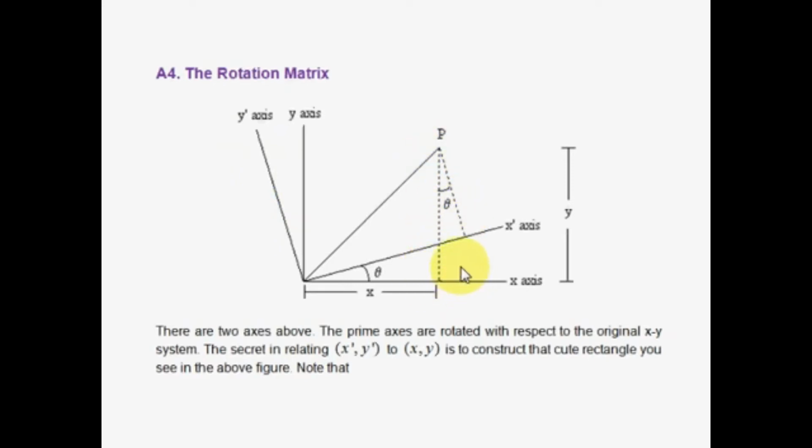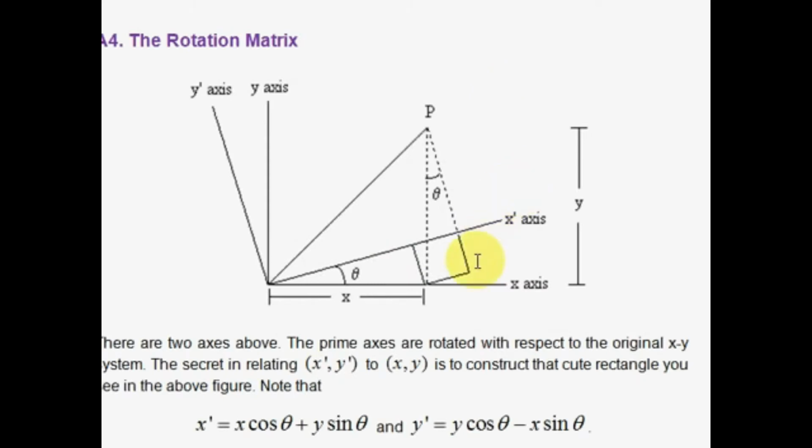Now, the secret here in making the translation is to draw a cute little rectangle in here. This cute little rectangle is drawn by extending this dotted line down, and from the point x coming up parallel to that line, so you hit the x prime axis making a 90-degree angle, and then connect the bottom here parallel to the x prime axis, so you have a nice little rectangle. That is the secret. So now we can do the translation.